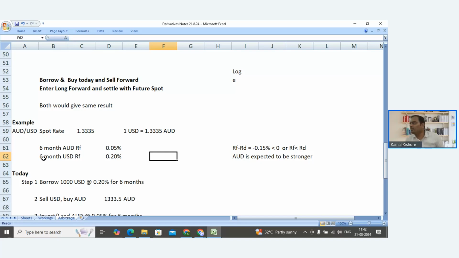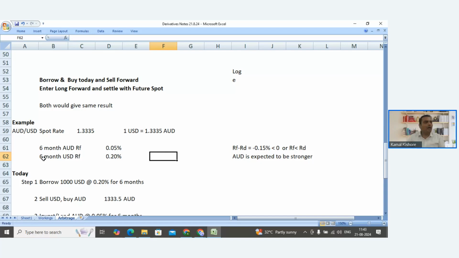What are the interest rates in India? 10%, 11%, 12%, right? Commercial borrowing, or more than that. In the US, it is 3%, 4%, 5%. So what will happen? I can borrow from the US and invest in India, and I can make money out of that because borrowing in the US is cheaper, at 5%, and I'm investing at 12%, right? So there is money that I can make. So how do we do that? Let's say using AUD and USD.